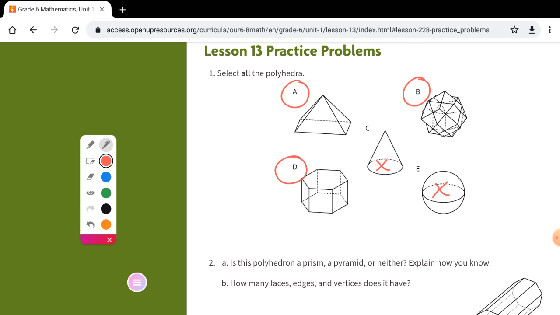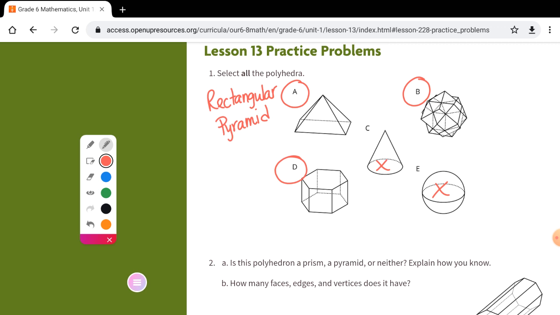Who thinks they can name A? Remember, all polyhedra are pyramids or prisms, and they're named by their base. So who thinks they can tell me what the name of A is? Owen? Okay, it's a rectangular pyramid. Let's write that in. It didn't ask for it. Rectangular pyramid, because it is a pyramid that has a rectangle bottom.